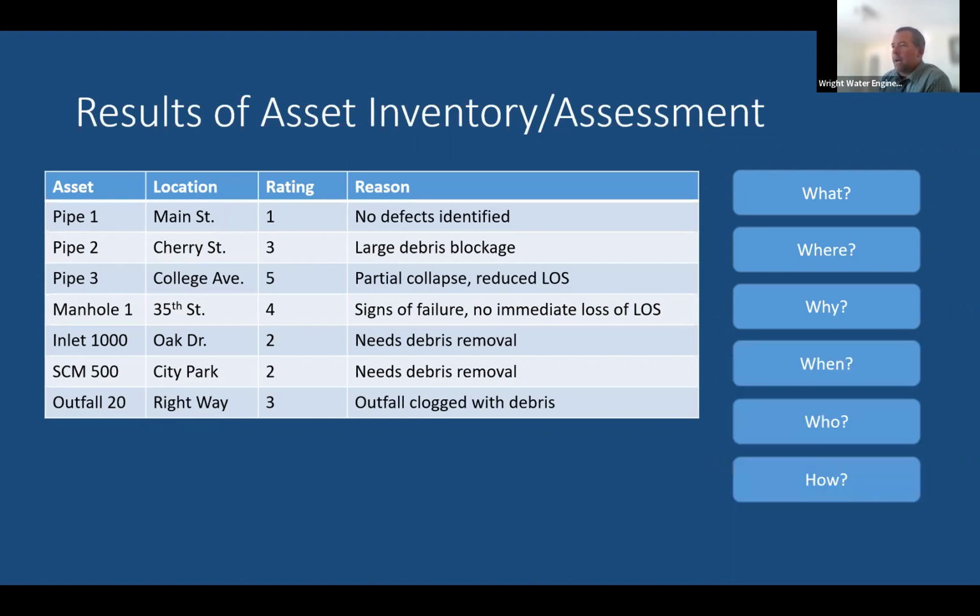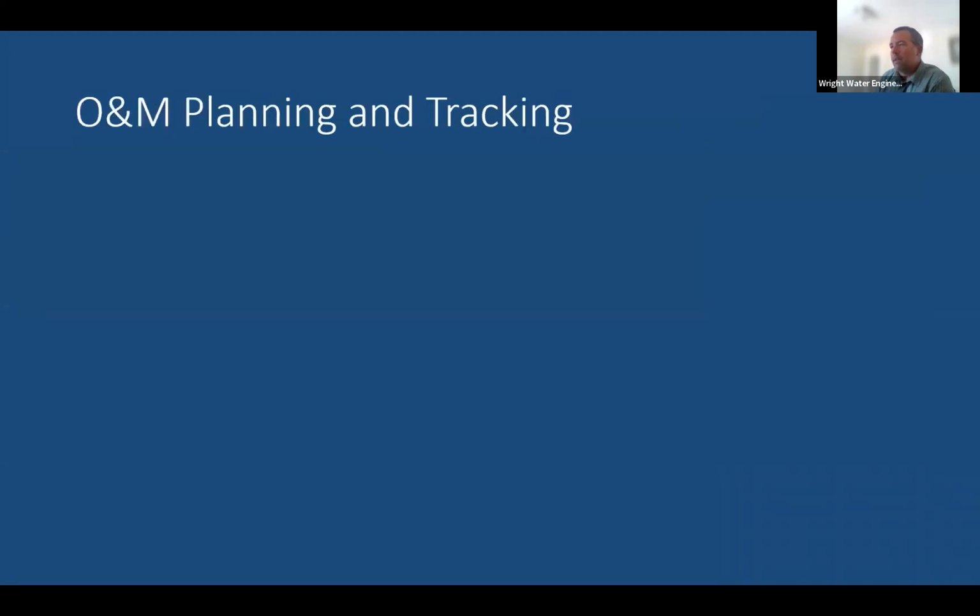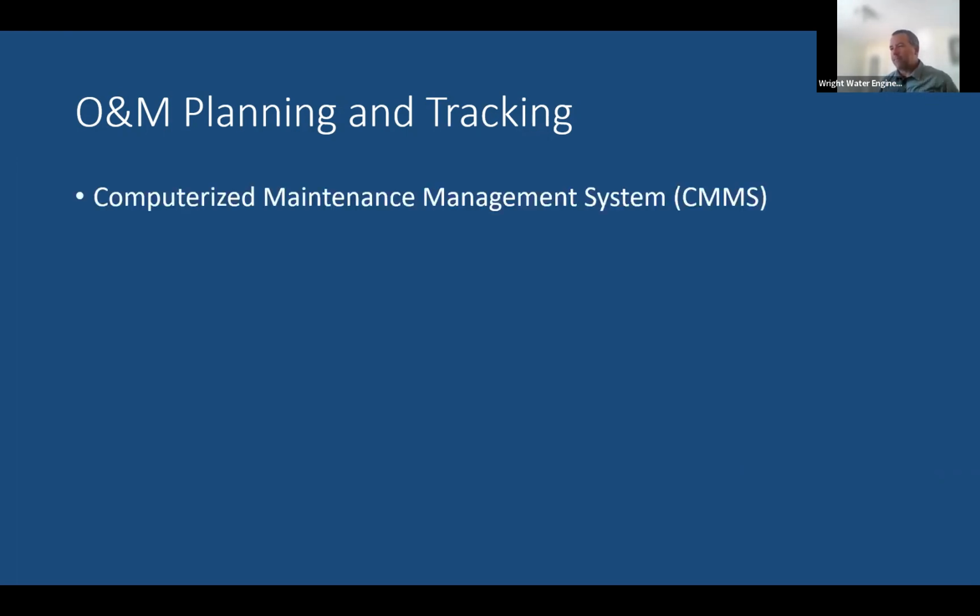And so now we're going to use this information to plan our maintenance or repair or replacement of these assets. So now we're really getting into when are we going to do something, who's going to do it, and how are we going to do it. This gets into the operation, maintenance, planning, and tracking.